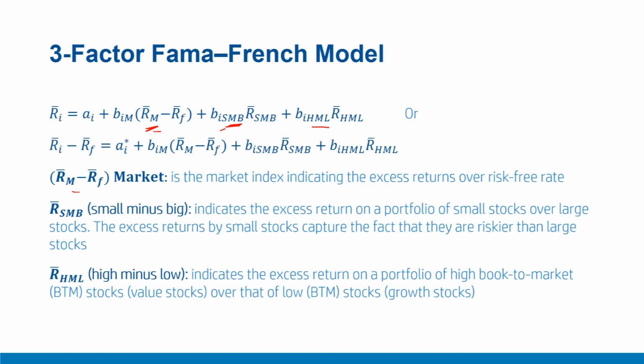So here the first factor is RM minus RF, which is the market index indicating the excess return over the risk-free rate. The second factor is R bar SMB, which is small minus big, and indicates the excess return on a portfolio of small stocks over large stocks. The excess returns by small stocks capture the fact that they are riskier than large stocks. So that is R bar SMB.